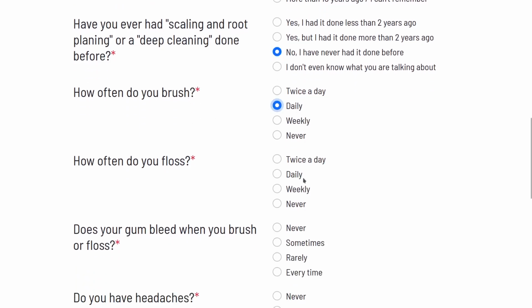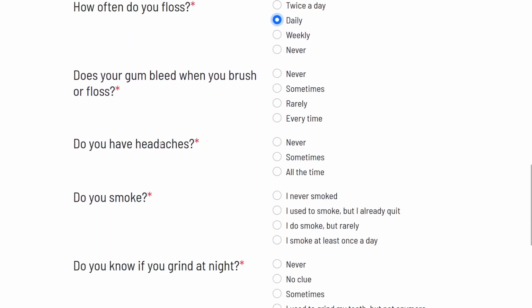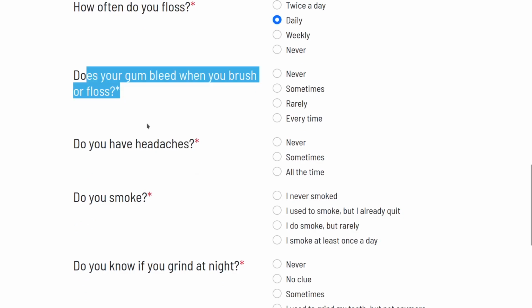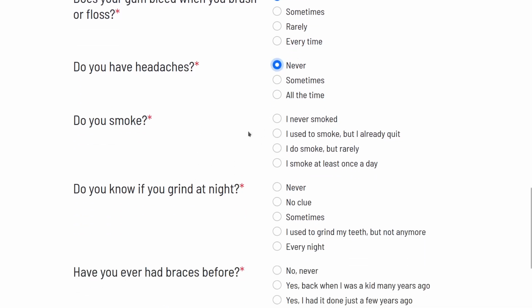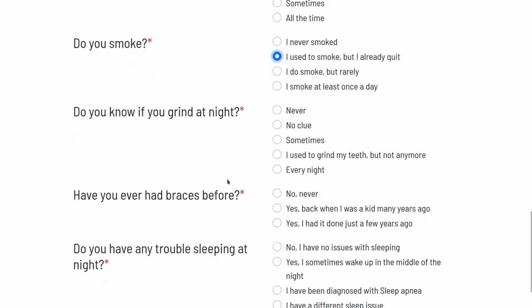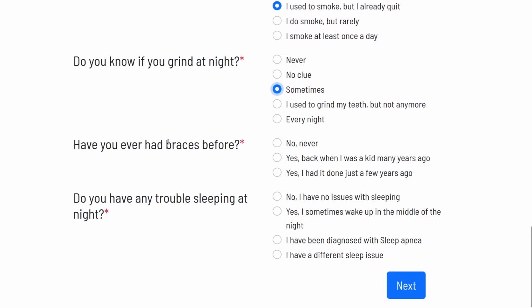And then how often do you brush? How much do you floss? This will be useful in terms of getting a good periodontal diagnosis, like moderate gingivitis, severe gingivitis. Headaches, just to see if there's any TMJ issues. Do you smoke? Do you grind at night? See if there's any requirements for a night guard. Braces before, so you have an idea if their misalignment is due to a relapse or if they just never had any kind of orthodontic treatment before.